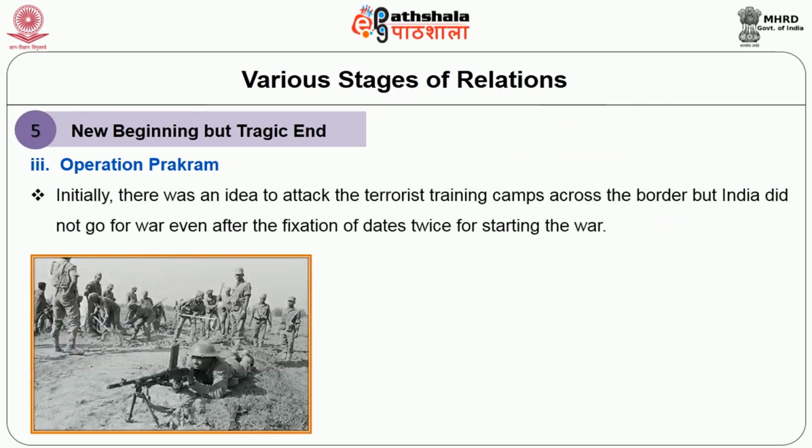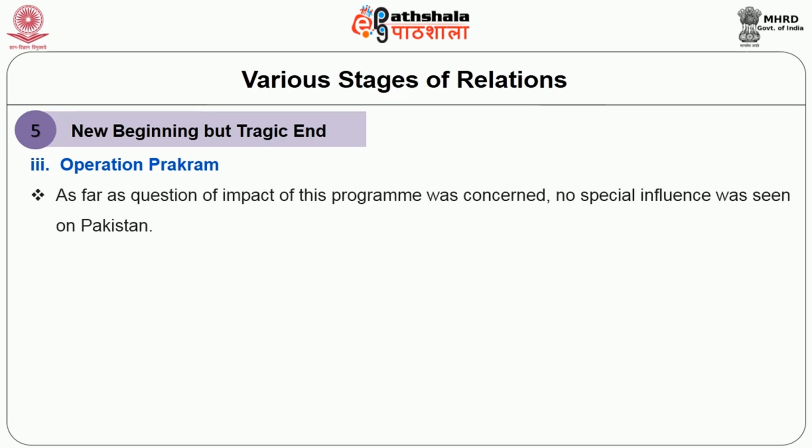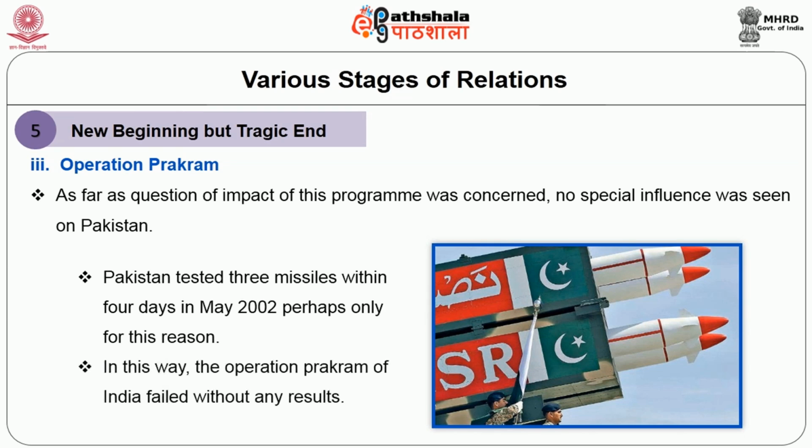Initially, there was an idea to attack the terrorist training camps across the border, but India did not go for war even after fixing dates twice for starting the war. This program was more a political diplomatic activity through which it was to accept the efforts taken by the international community in this direction, along with mounting pressure on the Pakistani government. As far as the question of the impact of this program was concerned, no special influence was seen on Pakistan. Pakistan tested 3 missiles within 4 days in May 2002, perhaps only for this reason. In this way, the Operation Parakram of India failed without any results.